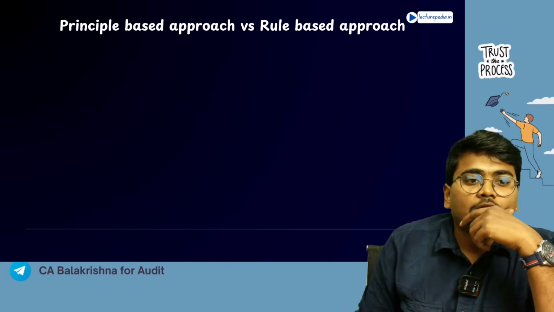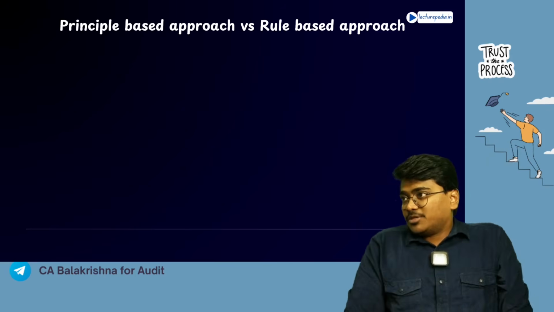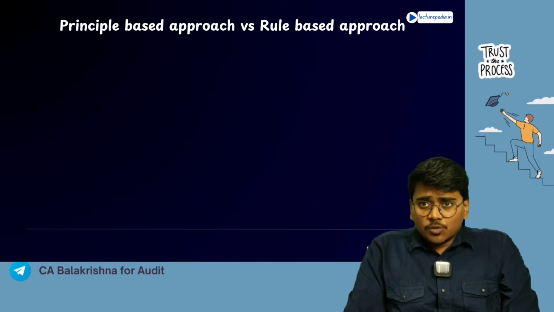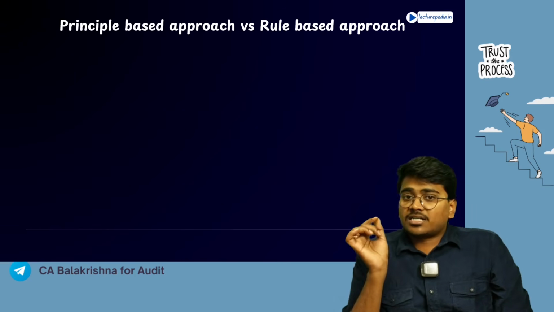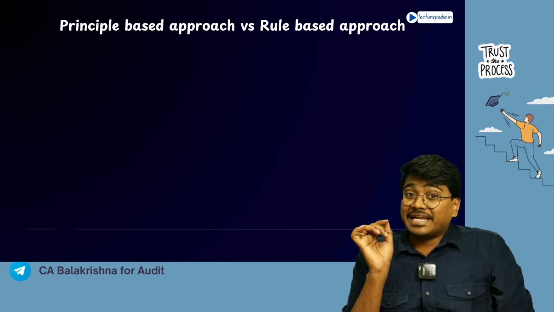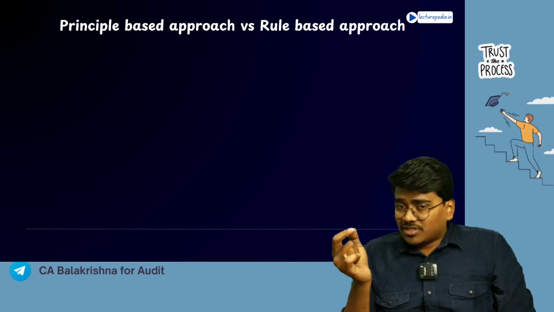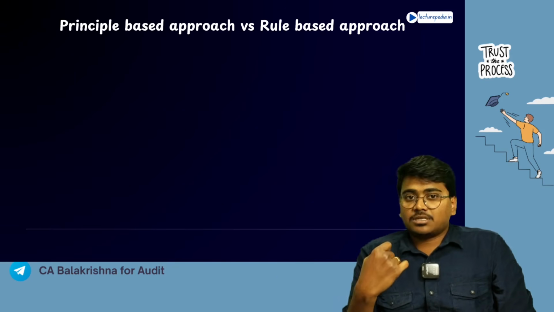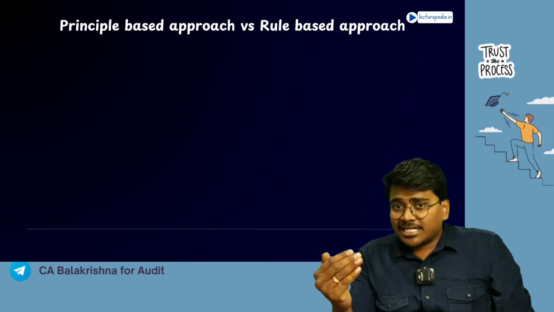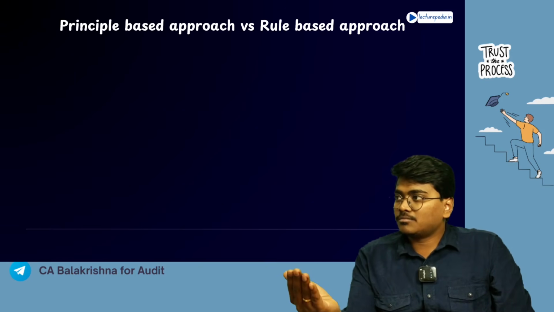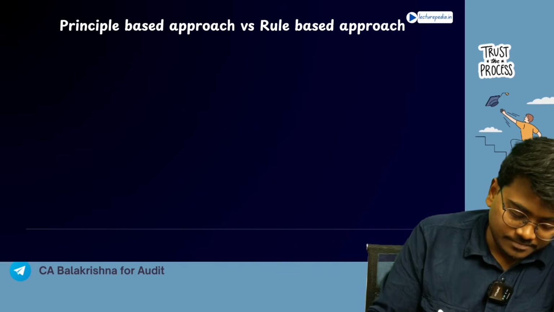So, first of all, let me tell you an example for the difference between these two. Now, in the previous classes, we have discussed that a chartered accountant must be independent, right? Now, if a chartered accountant accepts any gift from the client, can he continue to be independent? No, right? But let's say there is a CA firm.